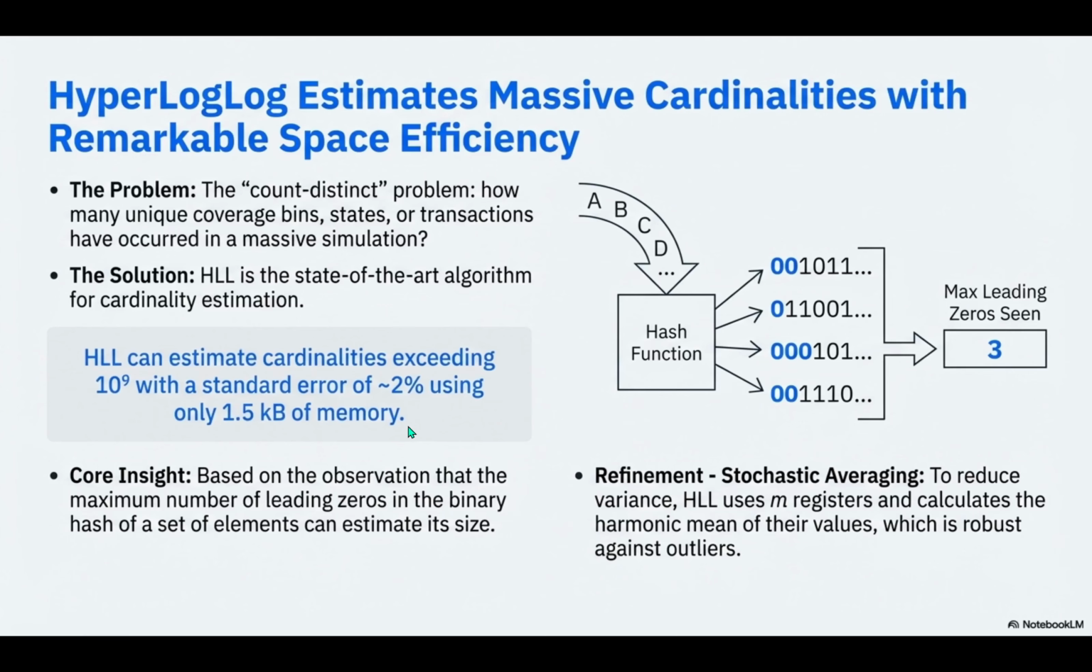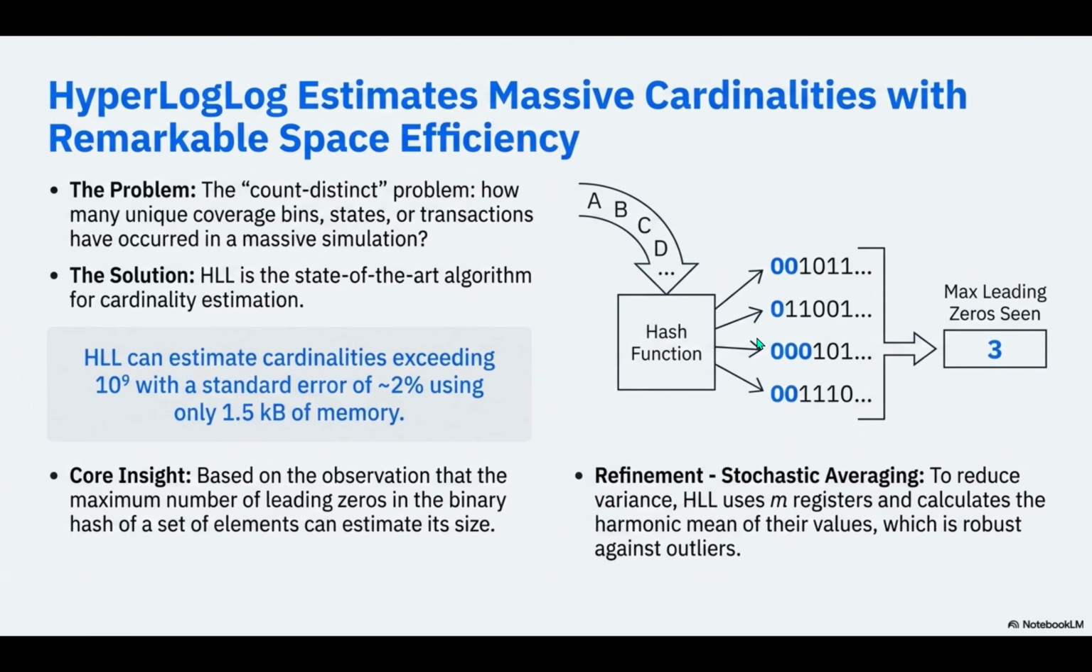Wait, what? 1.5 kilobytes. That compression ratio is, frankly, mind-boggling. How does that even work? How can counting leading zeros in a hash value tell you how many unique items you have? It's all rooted in probability. Think of it like this. If you flip a coin, the chance of getting a run of, say, 4 heads in a row is pretty rare, 1 in 16.